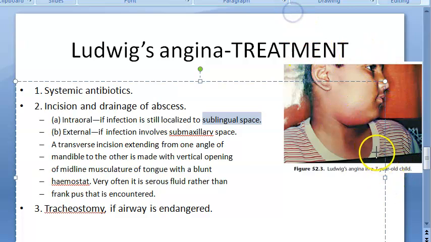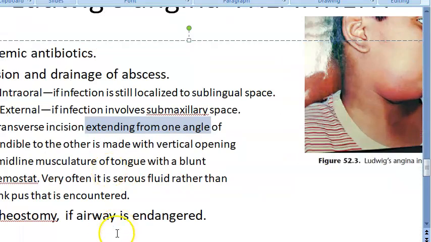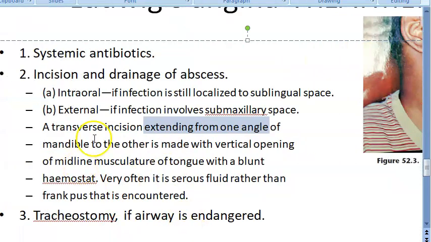Externally, you will have to go if it involves the submaxillary space. And they're explaining here a transverse incision, that is a horizontal kind of incision, extending from one angle of the mandible to the other, is made with vertical opening in midline with a blunt hemostat. Very often it is serous fluid rather than frank pus.